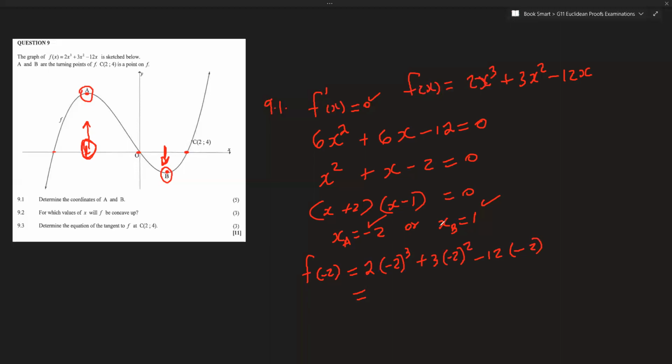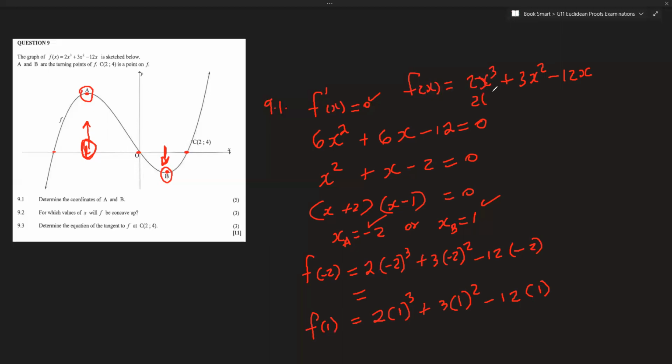But for so long, let's substitute 1 as well. So f at 1 is going to be 1 cubed plus 3, 1 squared minus 12, 1. Right. For those who don't understand how to substitute, this is what we do. You go to your original function, f of x. You just rewrite everything, right?